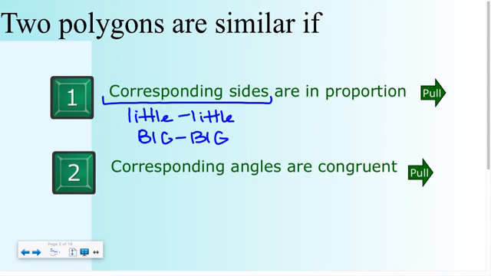So if I want to prove that two triangles are similar, I need to make sure that all three angles in one triangle are congruent to the three angles of the other triangle. And then the three pairs of sides are in the same ratio, they're proportional. So you have to do 6 things. Today you're going to learn shortcuts so you don't have to do 6 things.